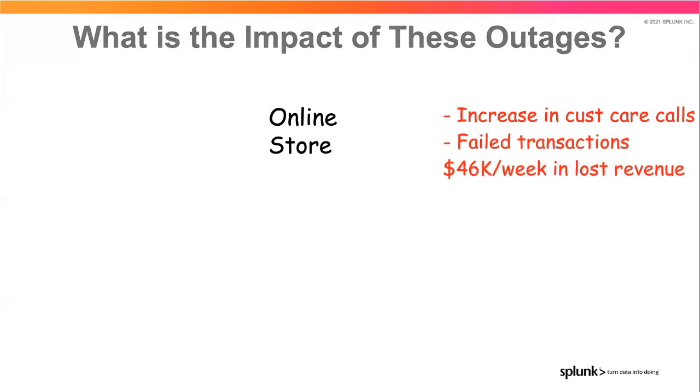$46,000 per week lost in revenue. Sometimes, ideally, when outages happen, we have a good idea of their impact, whether it's a dollar amount or something else. It's important to understand that because we want to be able to show that and model that as our service within our service in ITSI.